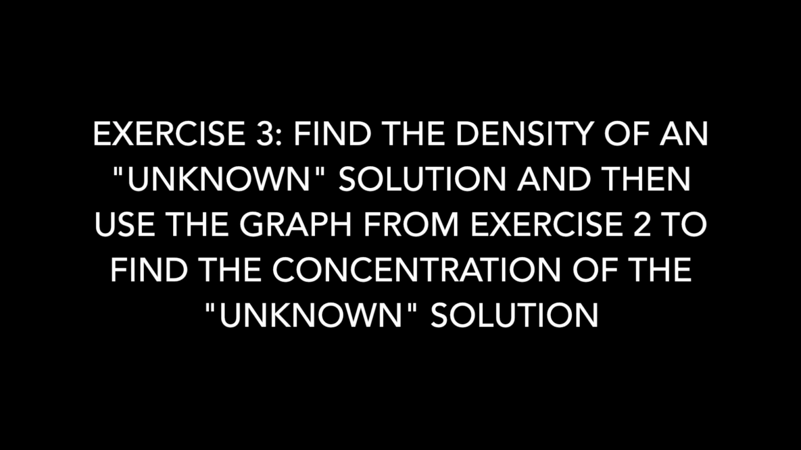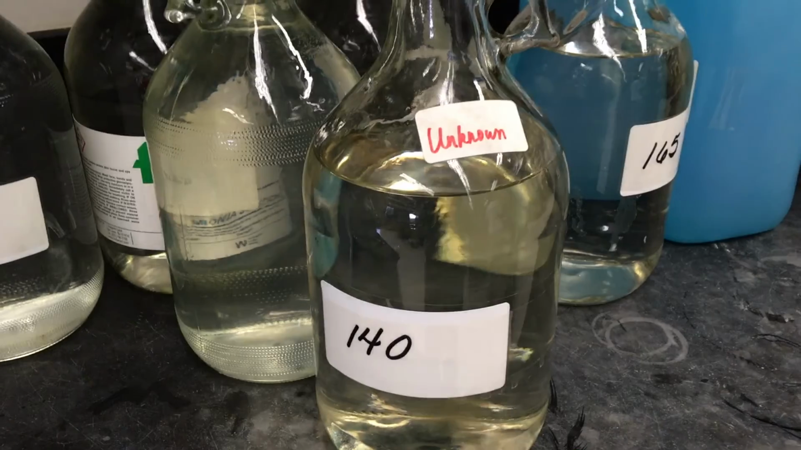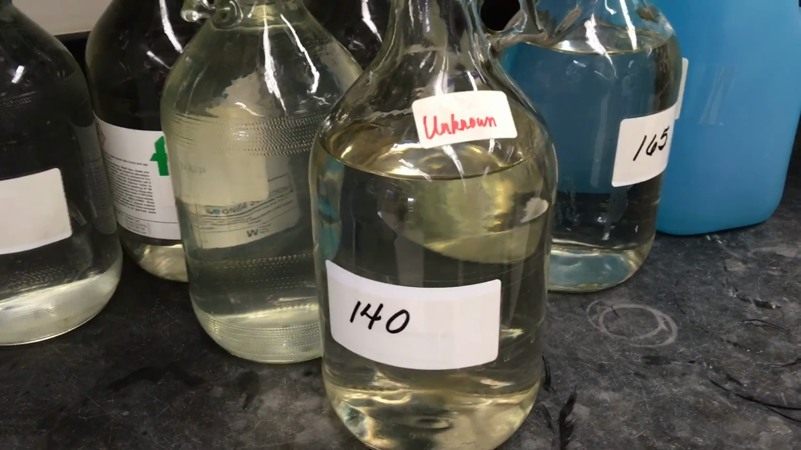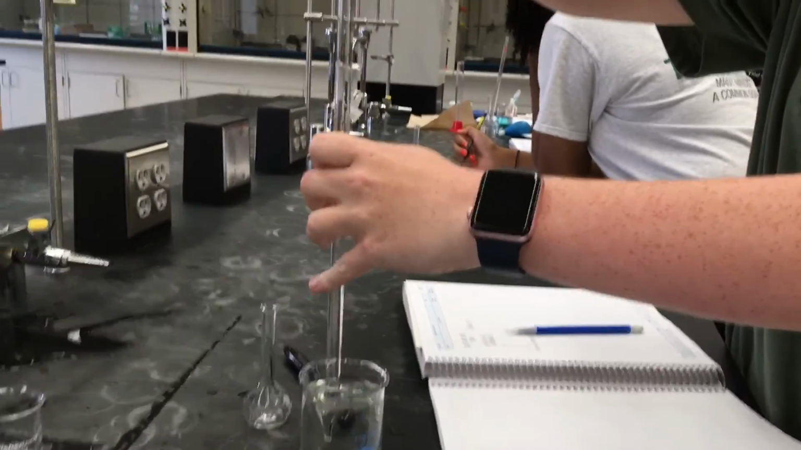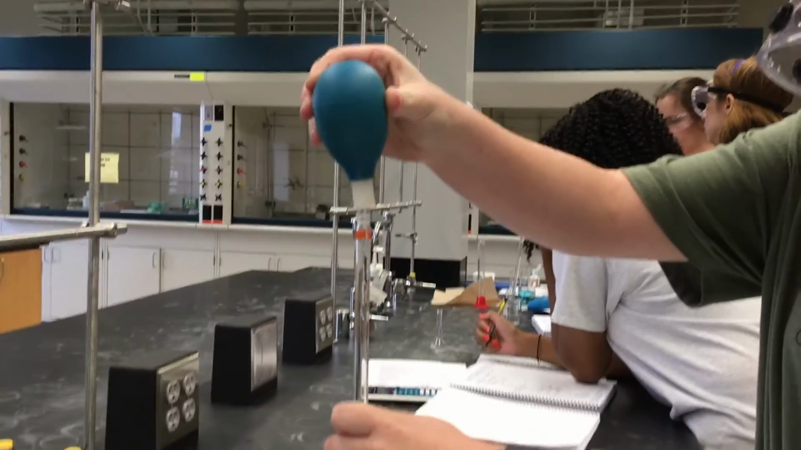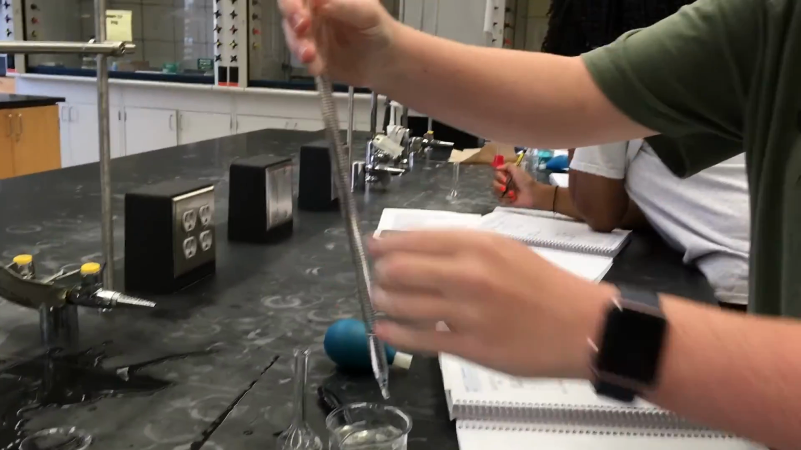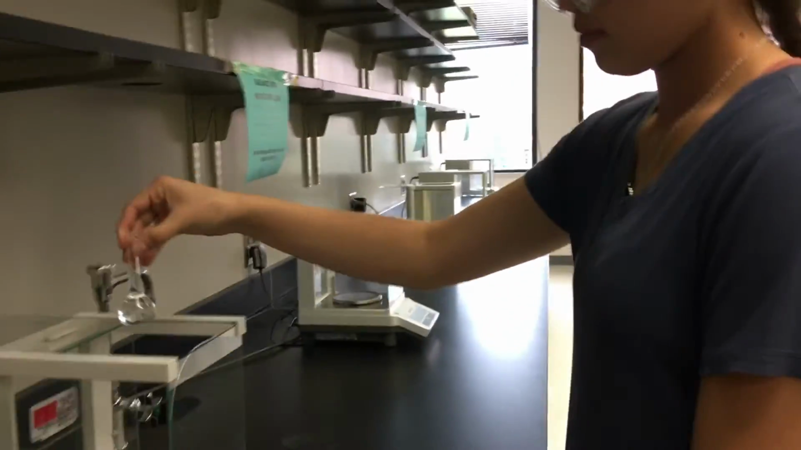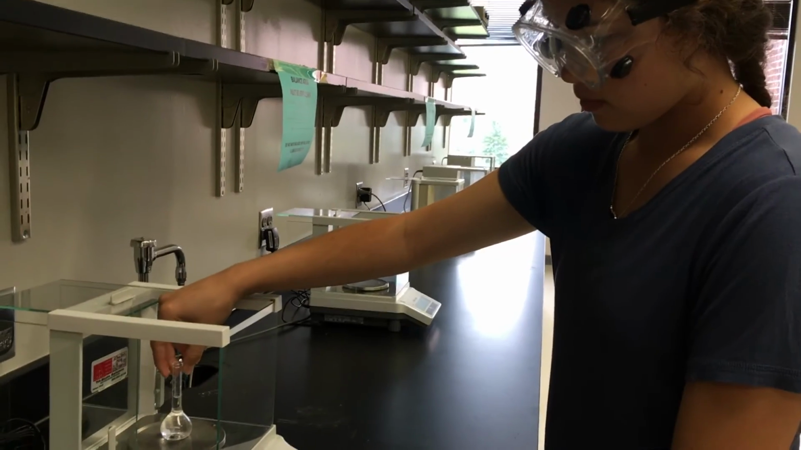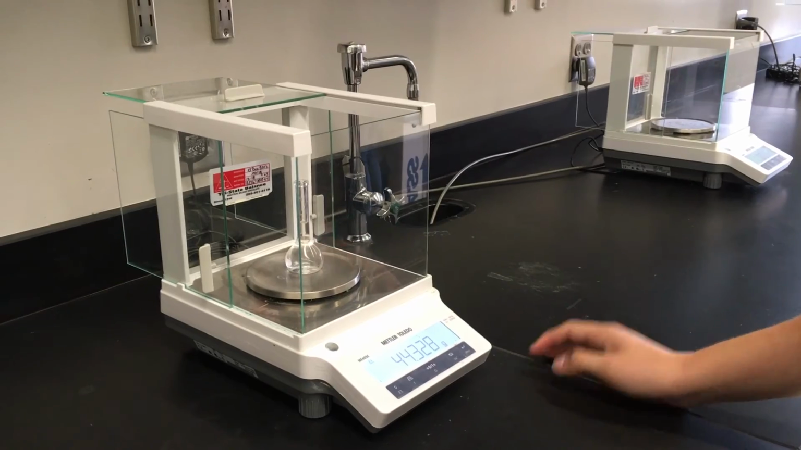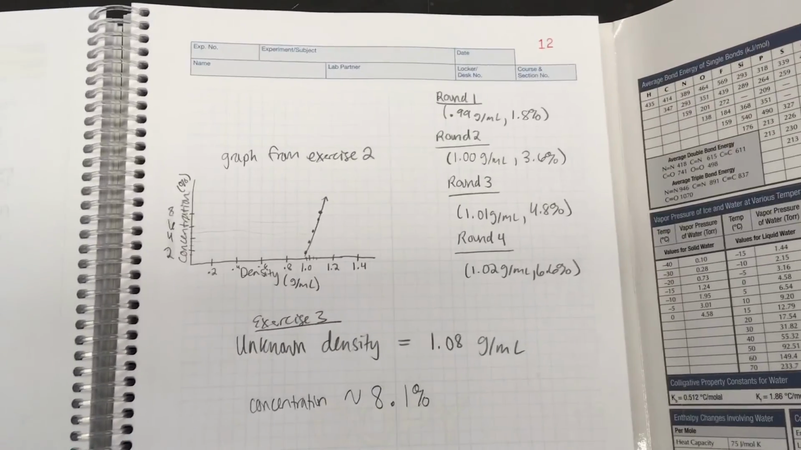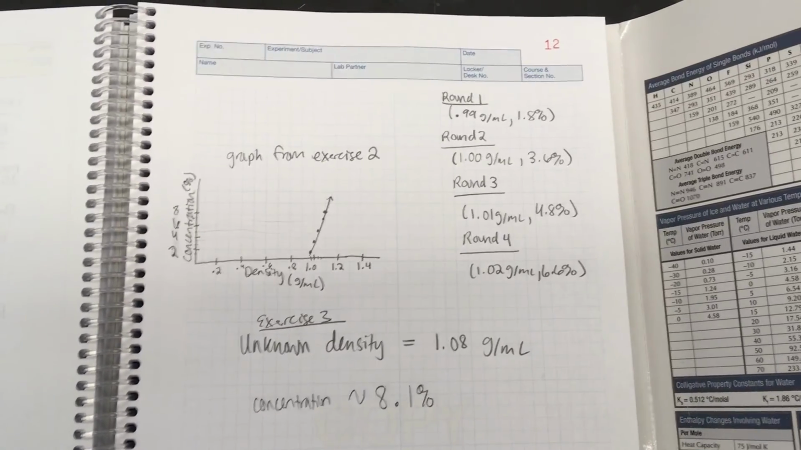In order to find the unknown solution's concentration and density, we used very similar methods as in part 1 and part 2 of the exercise. We found the final mass of the solution, then drew up an amount of the unknown solution into a pipette. We marked down the volume in the pipette. We were able to find the final mass. We found the unknown's density by dividing its mass by its volume, and then we used the graph from exercise 2 to determine the most likely concentration of the unknown density.